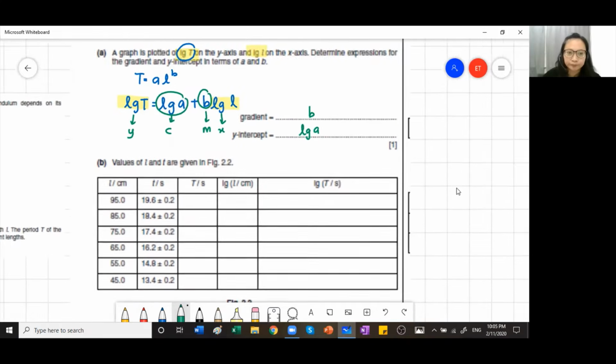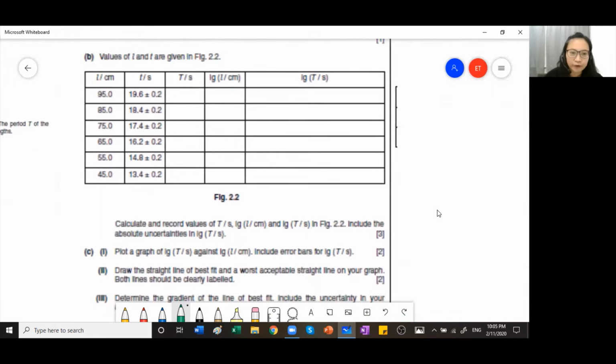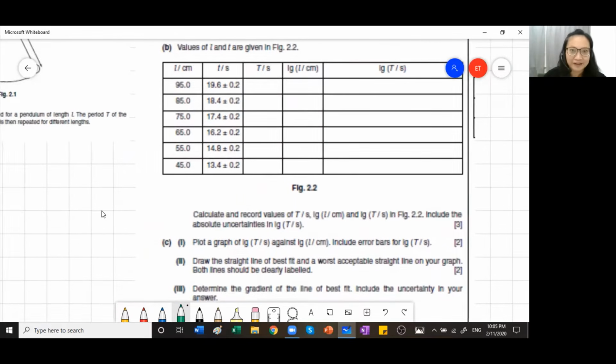And part B here, values of T and L are given in figure 2.2. Okay, let us look at the instruction given. Calculate and record values of T, which is the period, in seconds, that is the unit of period, log L, log T. And in figure 2.2, include the absolute uncertainties in log T. I'm going to teach you the easier way to calculate the absolute uncertainty in A2, paper 5, second question. We are not going to use the AS method here. I'm going to use only the A2 method, I call it.